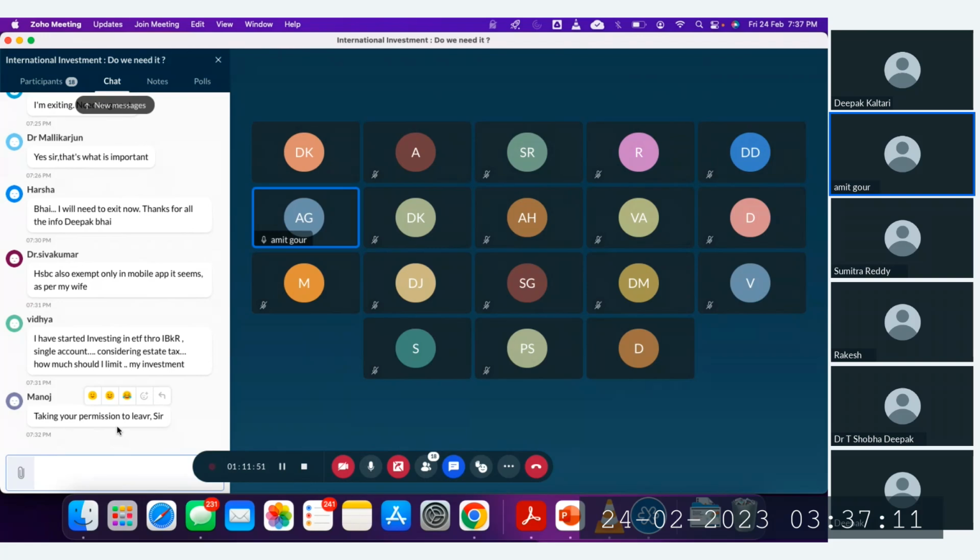So you mean to say that for international exposure, you should have Sarva as well as Interactive Brokers? Yes, or if someone wants to keep it simple, everything can be in Sarva Invest actually. Invest, not the trade. Sarva Invest is pretty good.